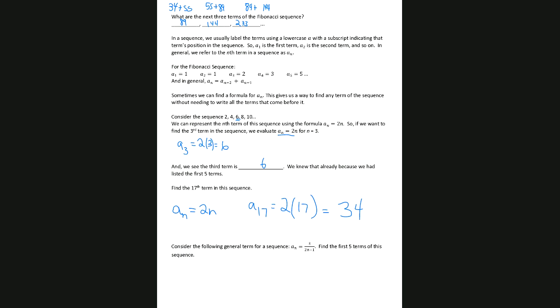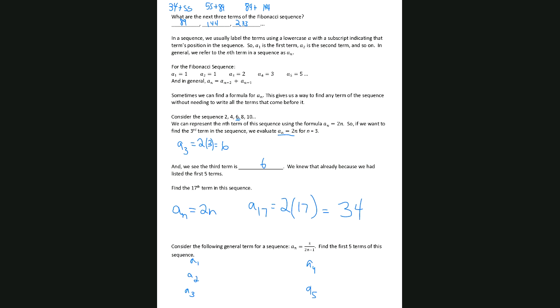Consider the following general term for a sequence. a sub n is equal to 3 over 2n minus 1. And it says find the first 5 terms of this sequence. So what I need to find is a sub 1, a sub 2, a sub 3, and so on, right? a sub 4, and a sub 5. So I'm going to find that by just taking whatever the sub number is.